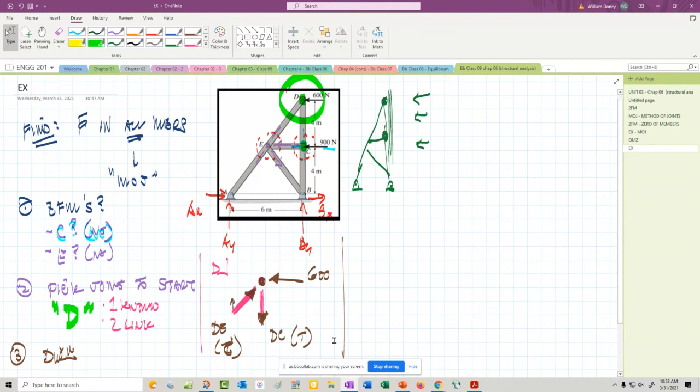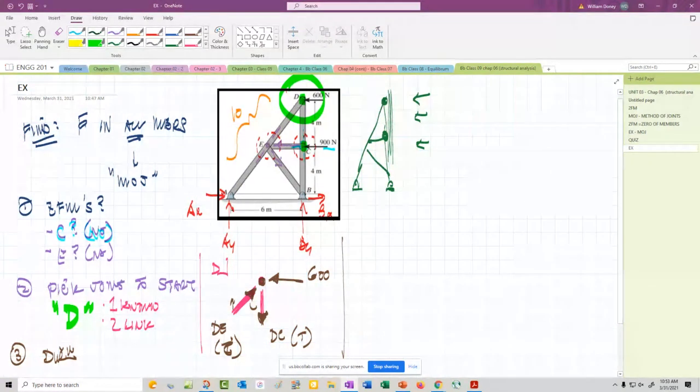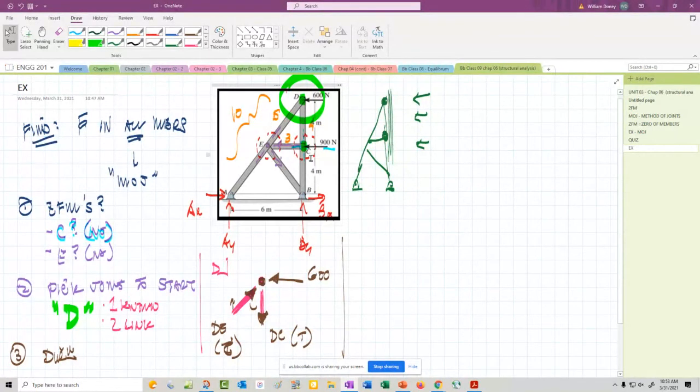Anything else we know about this? Do we know the angle here? Well, we don't know the angle, but if we look up here, that's an 8 on this side. That's a 6. That's 36, 64. That should make this whole side over here a 10. So that would make this little triangle a 3, 4, 5. So we're going to use that ratio to do our sum forces, sum moments.